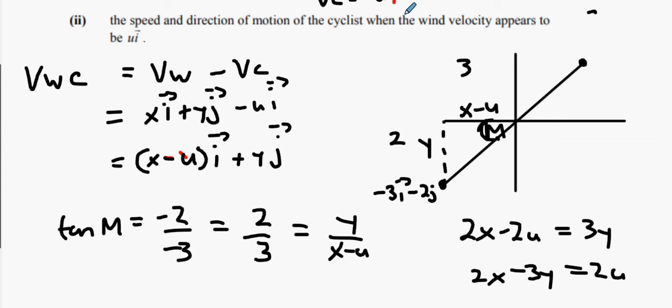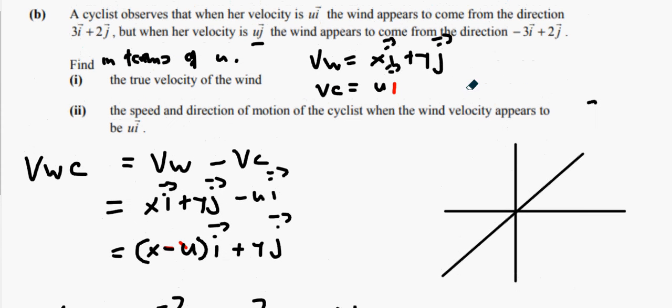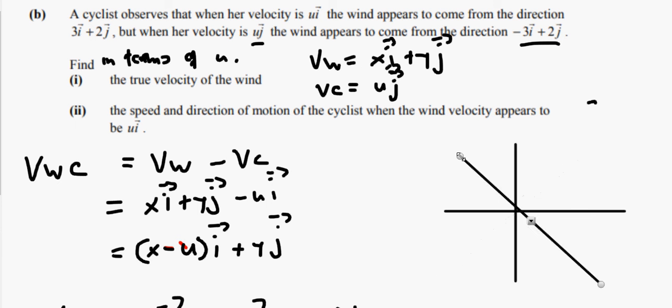Now, next one. The situation changes. We get rid of this. And what it says next is the wind appears to come from a direction. Anybody? Minus 3i plus 2j. So what's minus 3i plus 2j? It comes from the northwest direction. Is that right? That's minus 3i plus 2j. So where is it actually going?